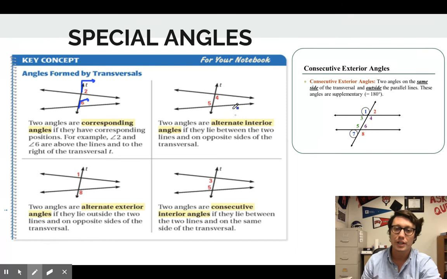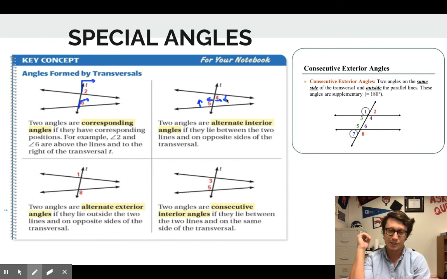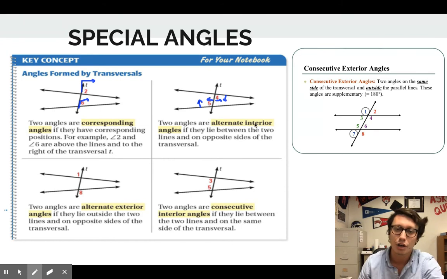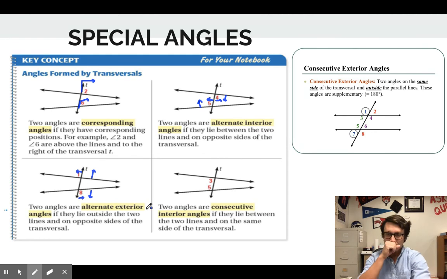Alternate interior. Again, interior means that it's inside the road or hallway or alley or whatever. But alternate means that they're going to be on opposite sides. Notice 4 is to the left. Sorry, 4 is to the right and 5 is to the left. They're both inside, but they're on opposite sides of the transversal. Alternate exterior: again, alternate means opposite sides of the transversal, but exterior means outside of the road or outside of the hallway. Take a look, notice both angle 1 and angle 8 are on the outside, and they are on opposite sides of the transversal. So alternate exterior.